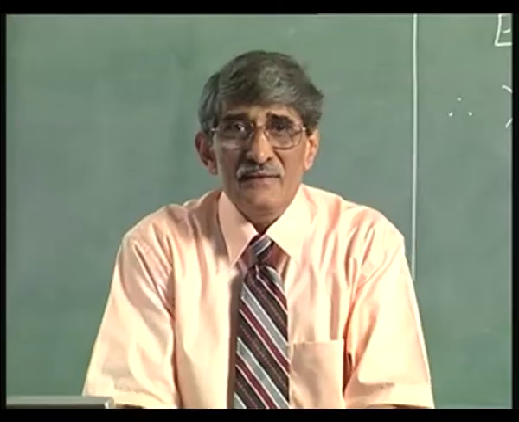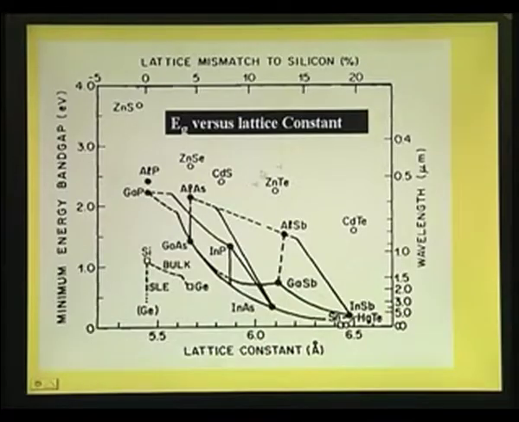At some point, it will become indirect. For example, there it becomes indirect. Beyond that point, if I move, that dotted line indicates that it will be indirect band gap. The solid line indicates it is direct band gap. Take a look at this, for example, gallium arsenide, direct band gap, indium arsenide, direct band gap.